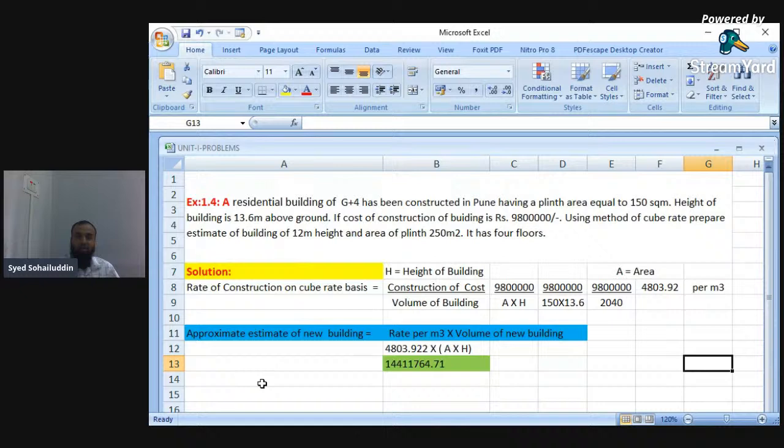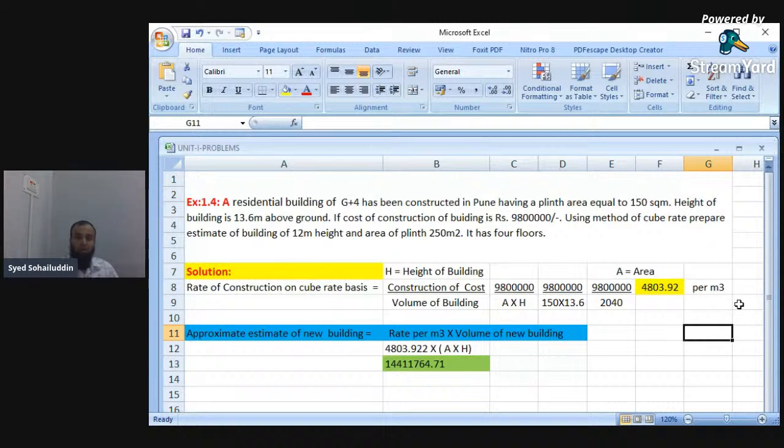So the rate of construction on a cubic rate basis is nothing but 4,803 rupees. This is nothing but the cost of the structure, 4,803 rupees per meter cube. In the same way, with the help of this data, or this rate of cubic content, we can find out the rate of similar buildings by the approximate method.